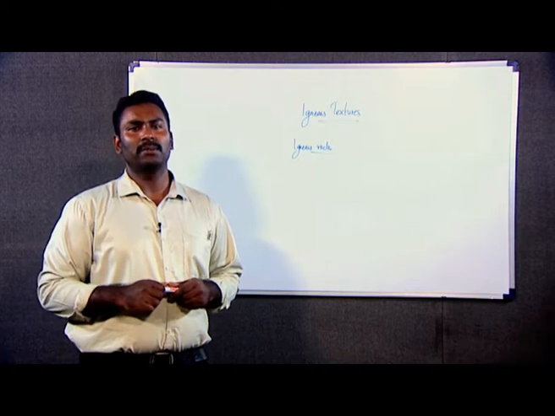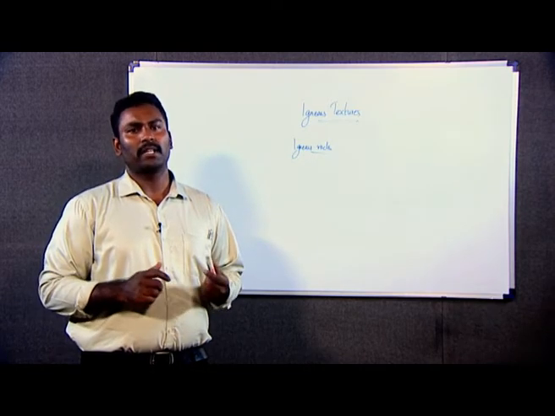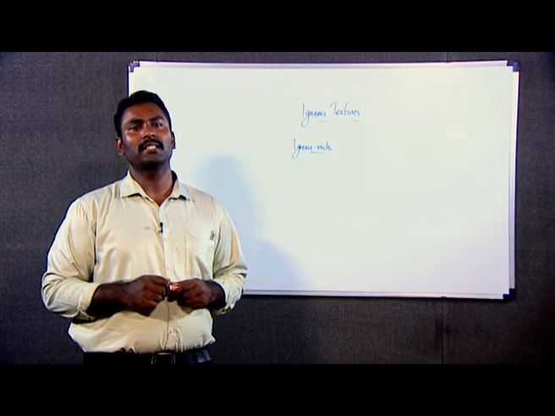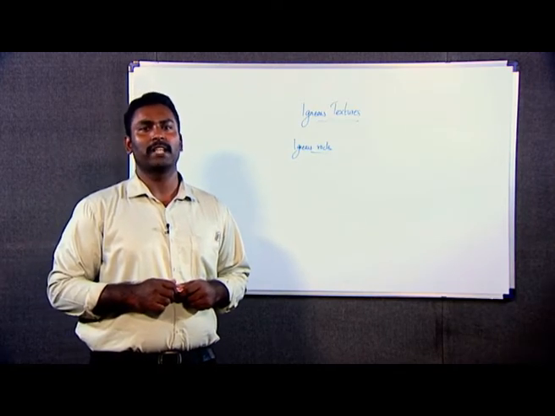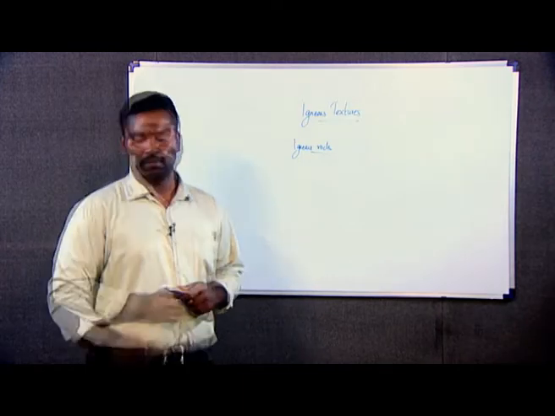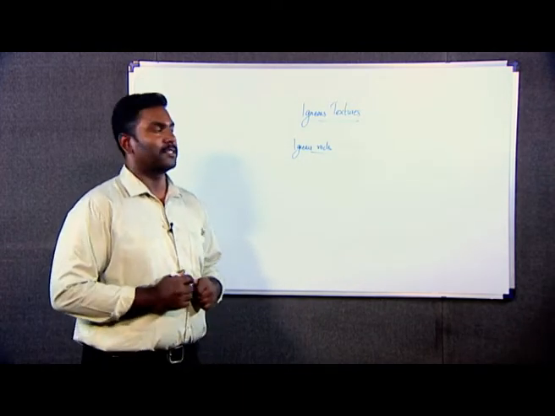Extrusive igneous rocks are those rocks which are formed by the consolidation of magma at the earth's surface, while intrusive igneous rocks are those which are formed by the consolidation of magma at a greater depth. Now we are going to discuss the textures.